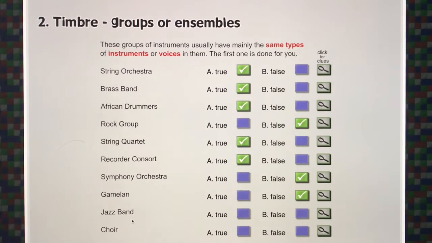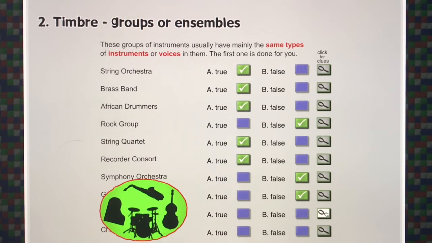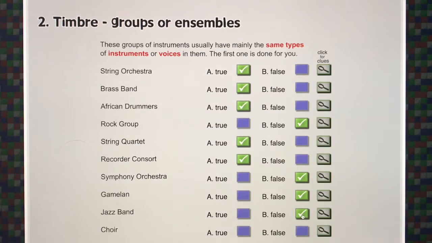Next one, jazz band. Well, jazz bands can be quite a mixture of different instruments. There we have saxophone, piano, drum kit and double bass, so I think the answer is false.